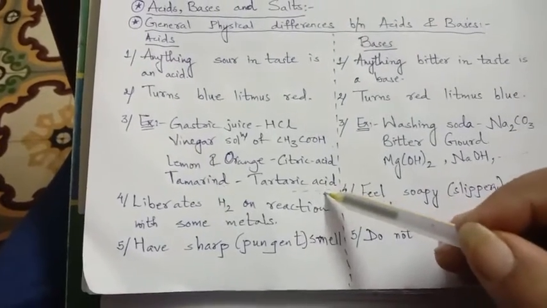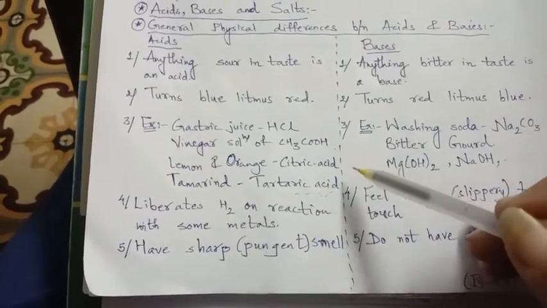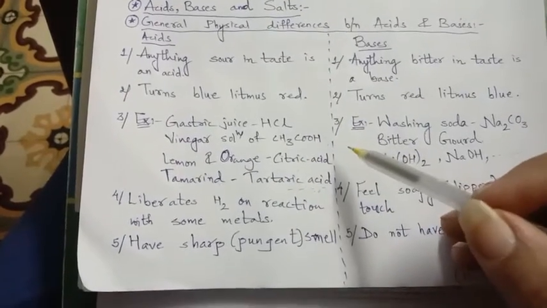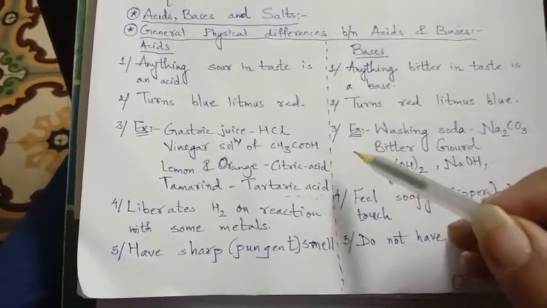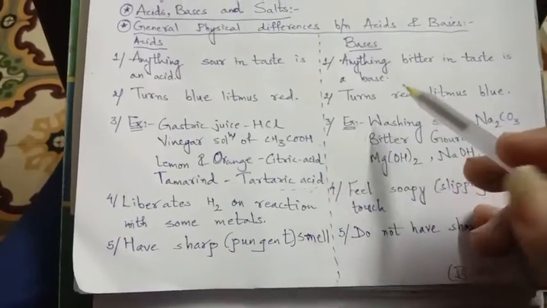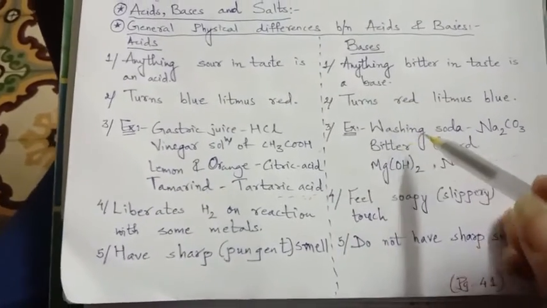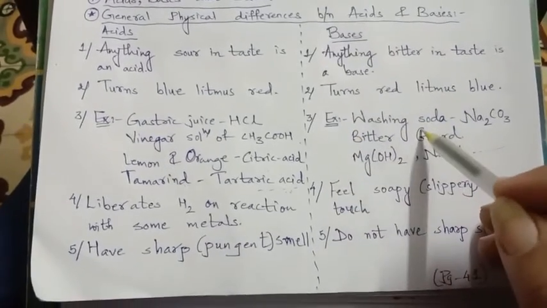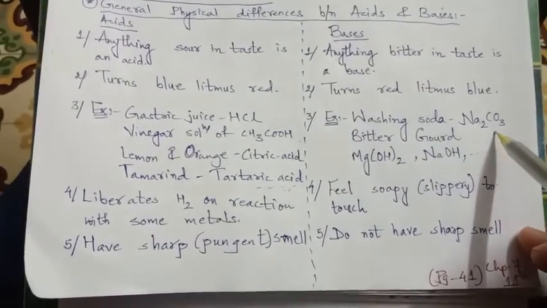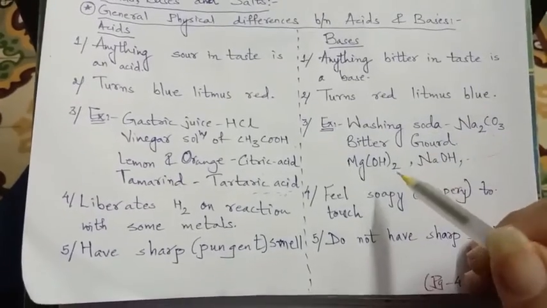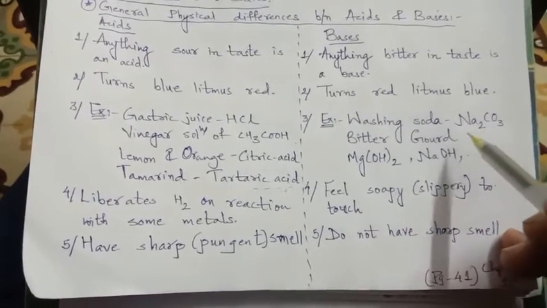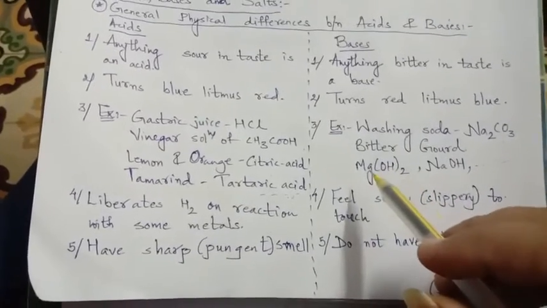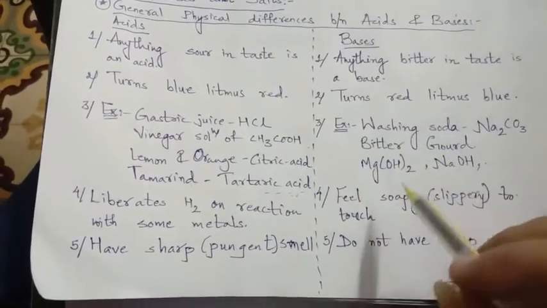And those acids which are not edible and are used in the laboratory, we have also come across a few: hydrochloric acid, sulfuric acid, nitric acid, carbonic acid, phosphoric acid, and many more. The basic examples are washing soda, that is Na2CO3, and baking soda, NaHCO3, which is sodium hydrogen carbonate, or you just say sodium bicarbonate.